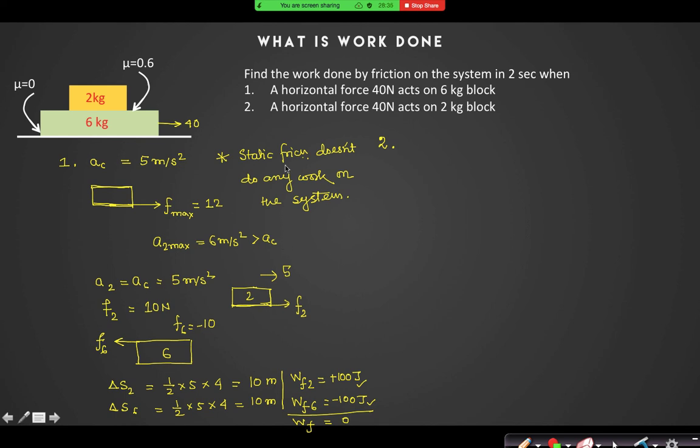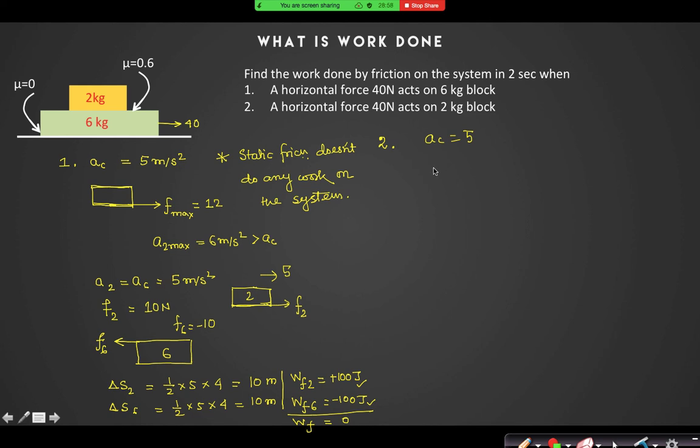Alright. Now, for the 2 kg block, the horizontal force, is static friction doing work? On the 2 kg block? Yes, also on the 6 kg block, but the total work done is 0.